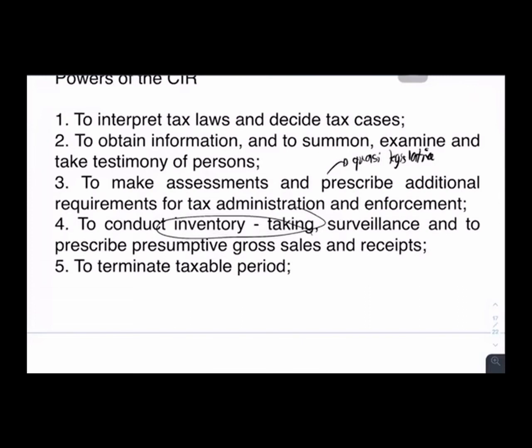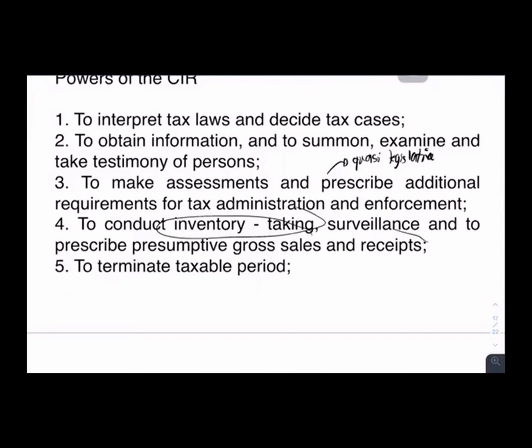So this is the power in case the CIR has a knowledge that a particular business enterprise or an individual makes a fraudulent amount as to your inventory. So with this, the CIR can just really compute or count the real inventory of the taxpayer. Next, surveillance and to prescribe presumptive gross sales and receipts.